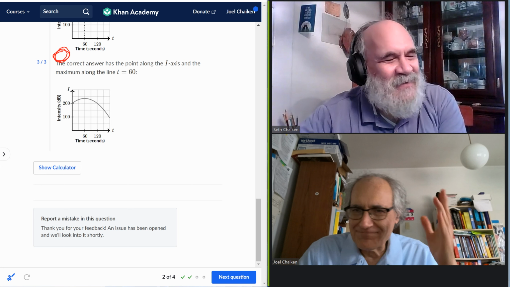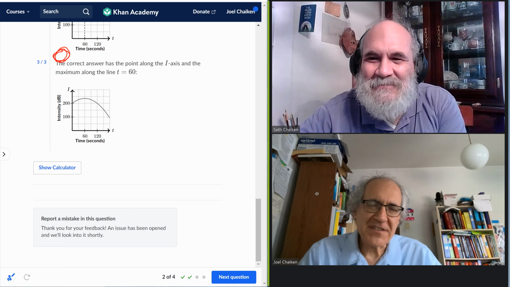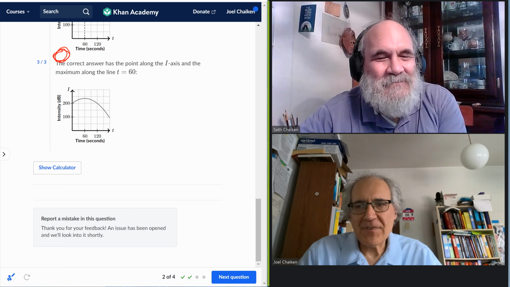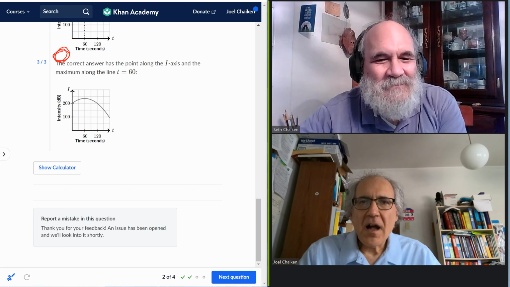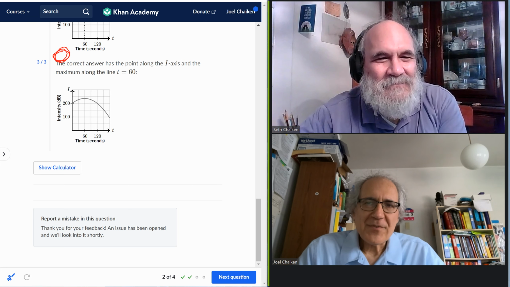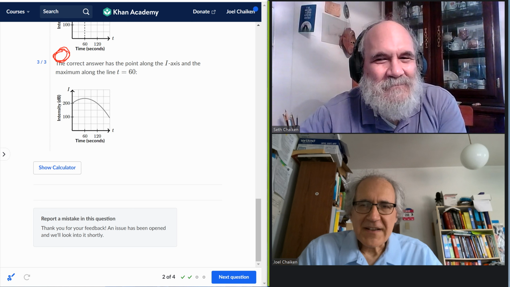Hopefully this question here is mostly just common sense, but also knowing how to set up a graph: independent and dependent variables, so x and y axis.